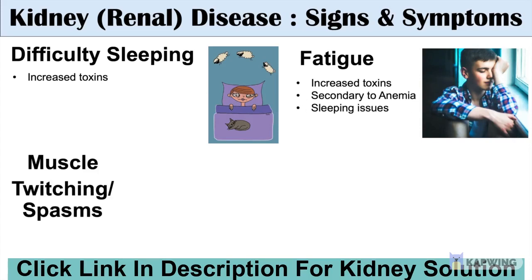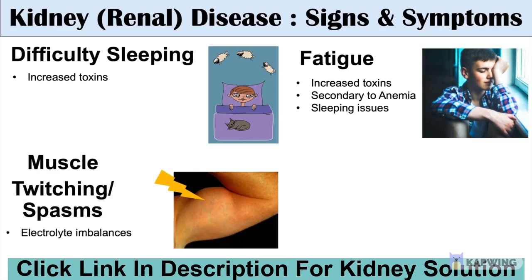The next symptoms that an individual may experience are muscle twitching and spasms. This is often due to electrolyte imbalances. The kidney is very important in balancing a lot of electrolytes in our body. If there are electrolyte imbalances, this can lead to issues with muscle contractions and spontaneous muscle twitching and spasms. Oftentimes we can see low calcium and high phosphate with kidney disease, and these can lead to muscle spasms and twitching.